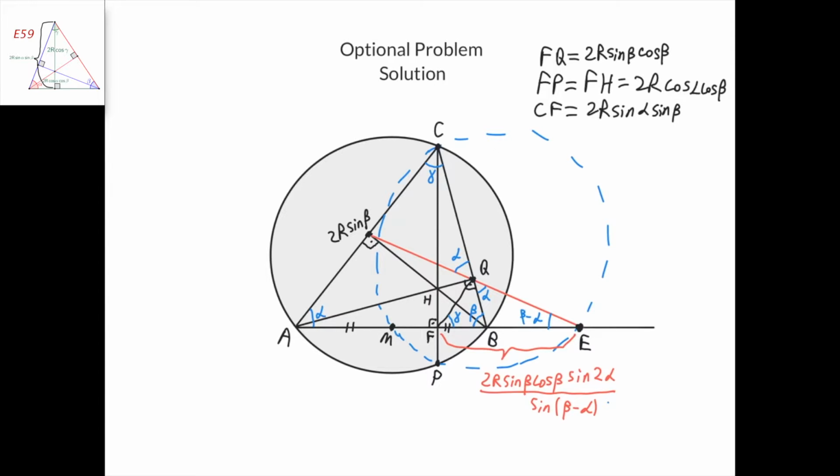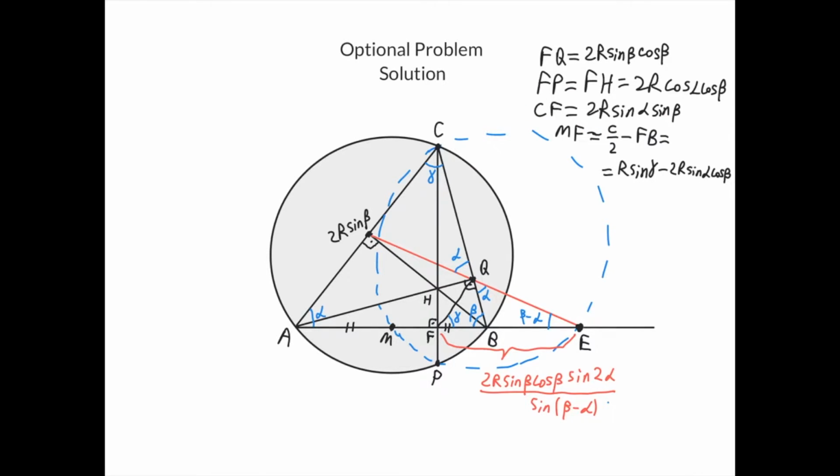We know that the length of the altitude, CF, equals 2 times r sine of alpha sine of beta. Finally, let's find the length MF. We know that MB is half of AB, and so MB equals c over 2. So MF equals c over 2 minus FB, this segment. So to find MF, we need to first find FB.